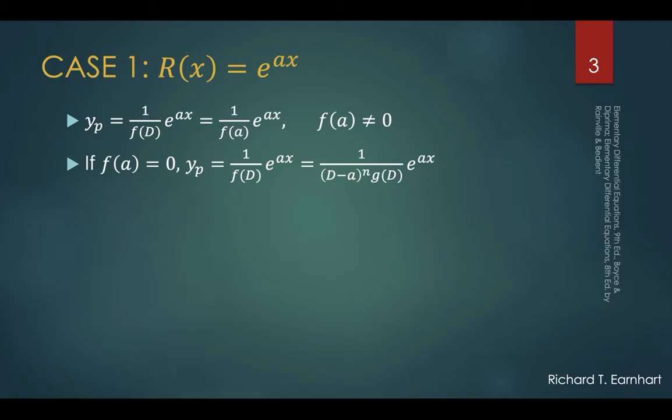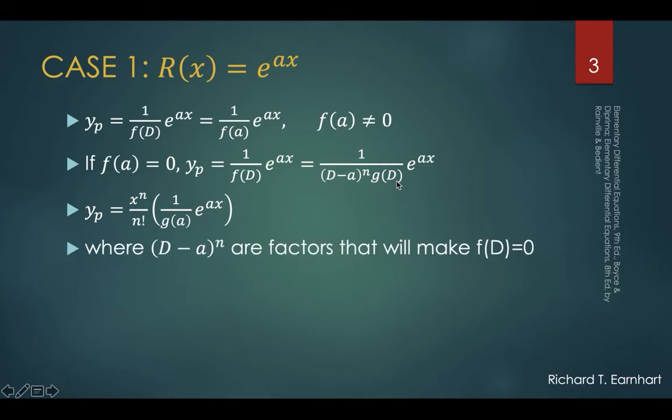But if f of a equals 0, we split the function f of D into two groups of factors. The first one is the factor that makes the denominator 0, and that factor will give you x raised to n over n factorial. And then your g of D, or the other factors, we apply the first rule. So we replace D by a.